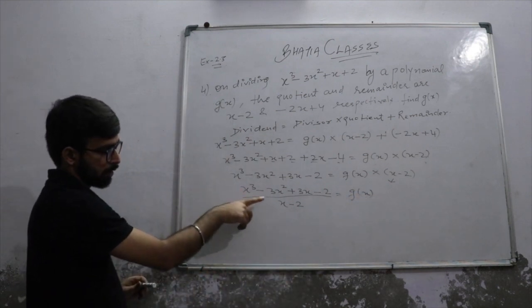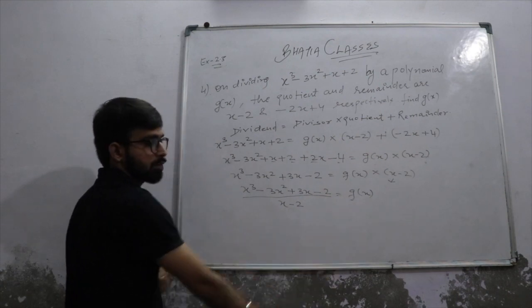Now divide this quantity by x minus 2. You will get g(x), and this will be done by you.